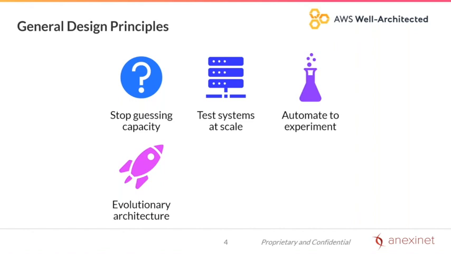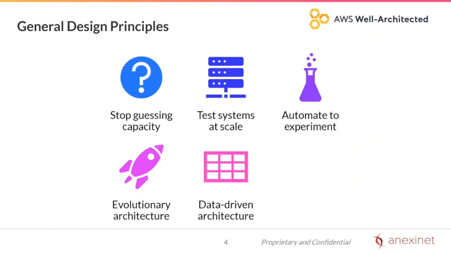And experimenting drives an evolutionary stance towards architecture. The application as you designed it on day one is not the same application that you're going to be running in 6 months or 12 months. As new services become available and you determine what the bottlenecks or the reliability issues are in your application, that architecture is going to evolve, and that is necessary and expected.